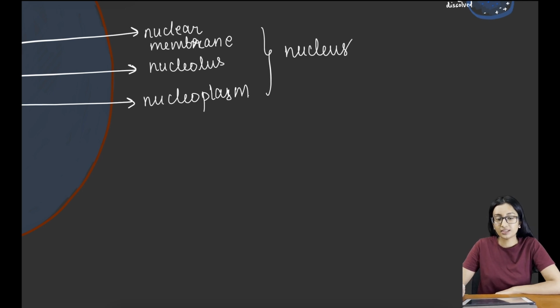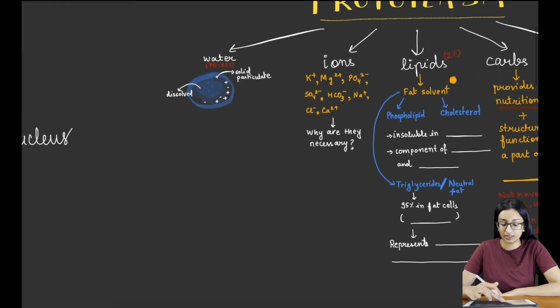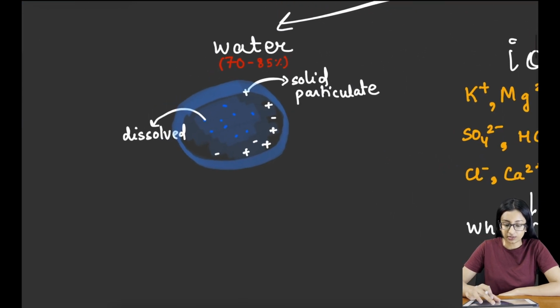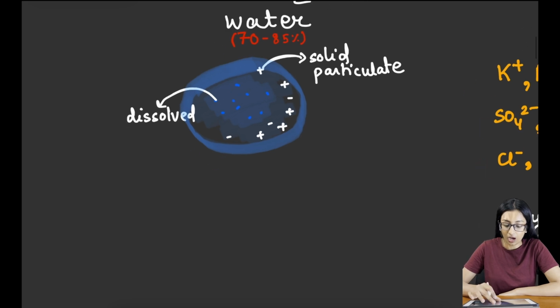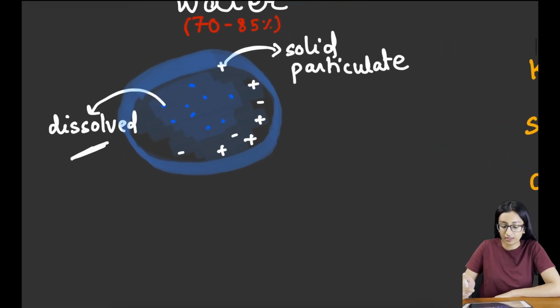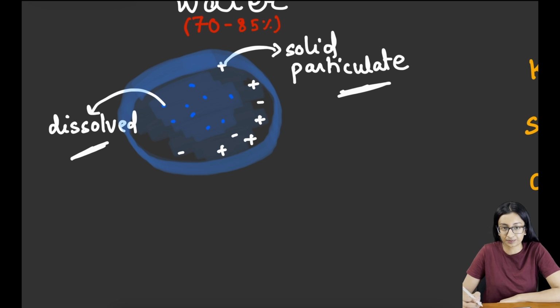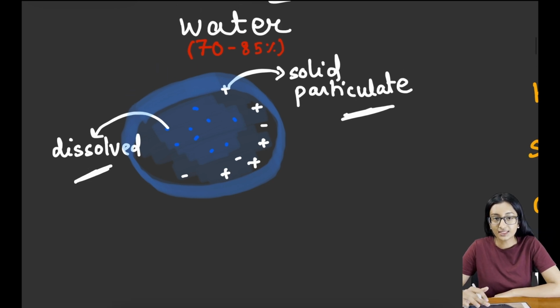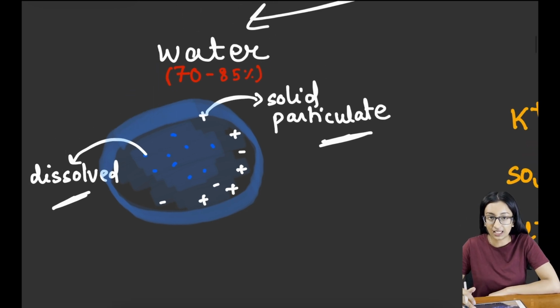Now we know that protoplasm constitutes of cytoplasm and nucleus. So it has five parts in it. So first is our water. In water, there are cellular chemical reactions taking place. So how are they present? Either they are present in the dissolved form, or they are present in the solid particulate form. So the water almost is 70 to 85% in the cell itself.